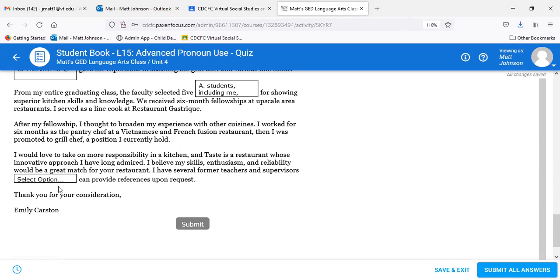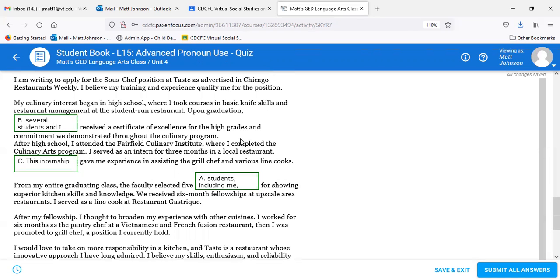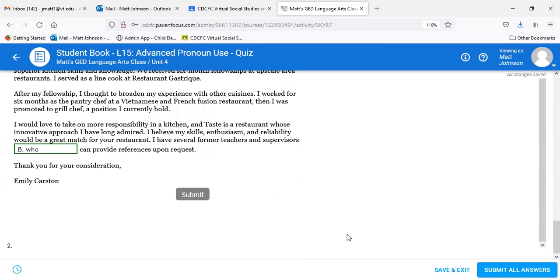I have several former teachers and supervisors, B, who can provide references upon request. Several former teachers and supervisors, that's the subject. Who makes that the subject pronoun. Can provide is our verb. References is our object. So it's who. Okay, for that section, B, C, A, B.